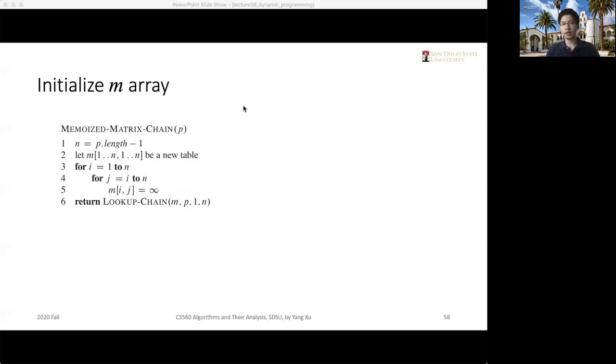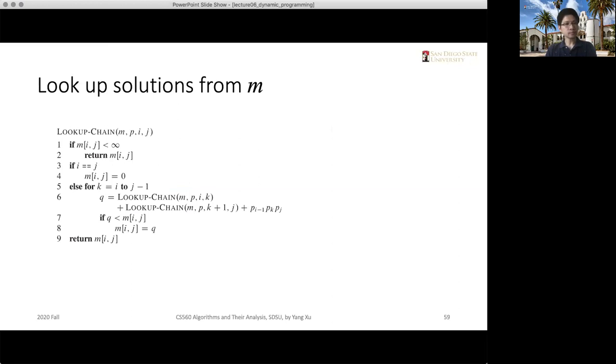So the key point is actually the lookup chain, the helper procedure. Okay. So in the lookup chain helper function, before we solve the subproblem, we'll look up the table to check whether it's solved or not. So if the entry is not infinity, then it means we have already solved it. So we don't need to solve it again. We just return the entry in that matrix. Okay, so that's the first if statement. The next if statement is the simplest case of the subproblem. If it's the subproblem of size 1, then we just return 0. Okay, don't need to do any fancy computations.